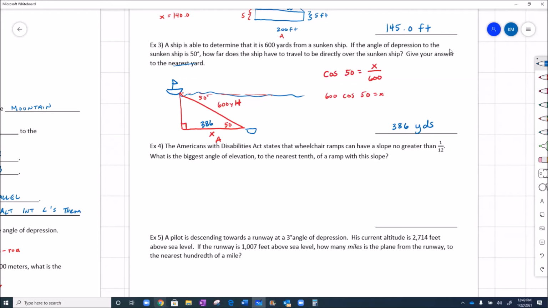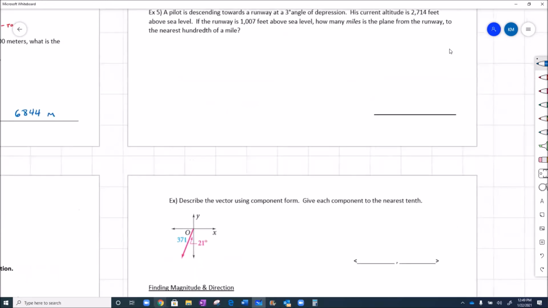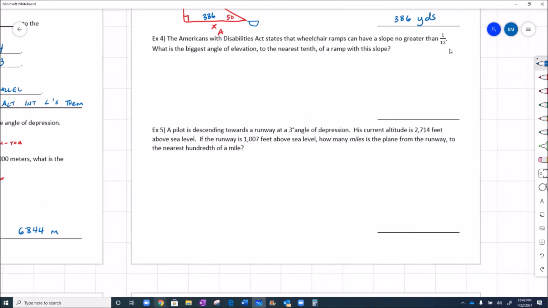All right, just a couple more here. It says the Americans with Disability Act states that wheelchair ramps have a slope of no greater than 1/12. What is the biggest angle of elevation, to the nearest tenth, of a ramp with this slope? So 1/12 is a slope. That's rise over run. As we look at this, our run is 12 and our rise is 1, and they're asking us what's the greatest angle of elevation. So they're saying, how far can this angle be? With that said, labeling our sides, this is the opposite, this is the adjacent.